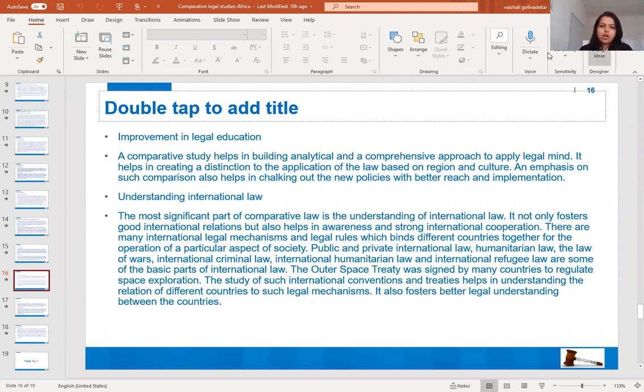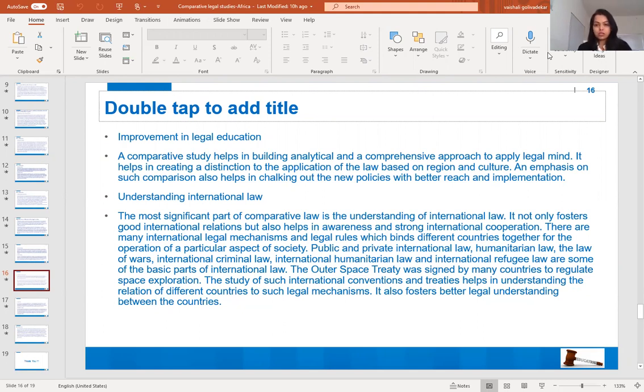So there are many international legal mechanisms and legal rules which bind different countries together for the operation of particular aspects of society. Public and private international law, humanitarian law, the law of wars, international criminal law, and international refugee law are some of the basic parts of international law. The Outer Space Treaty was signed by many countries to regulate space exploration. The study of such international conventions and treaties helps in understanding the relation of different countries to such legal mechanisms.